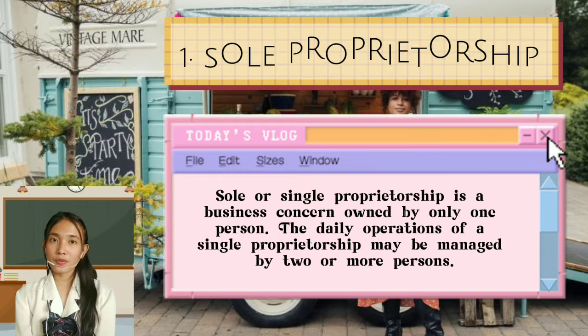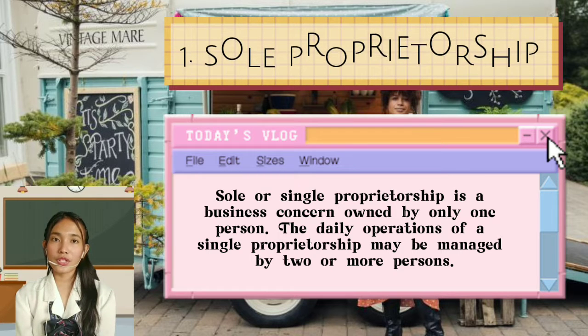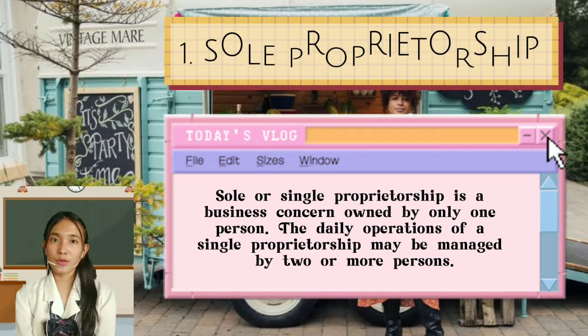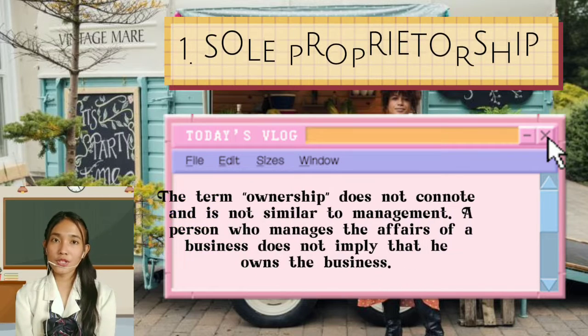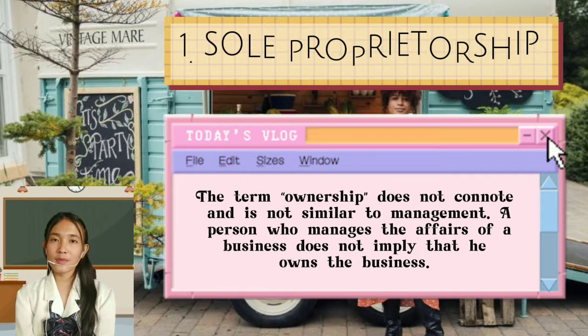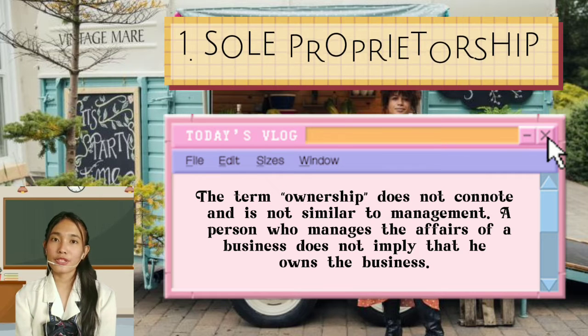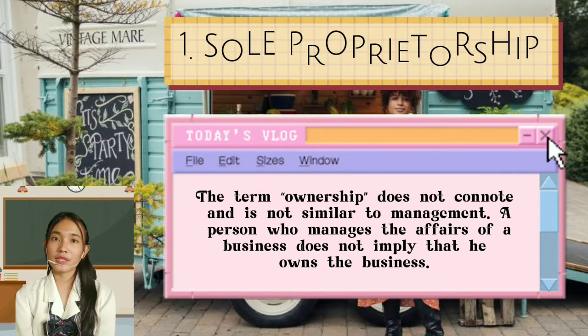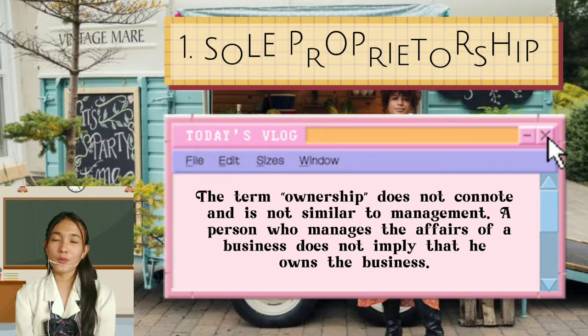The daily operations of a single proprietorship may be managed by two or more persons. The term ownership does not connote and is not similar to management. A person who manages the affairs of a business does not imply that he owns the business.